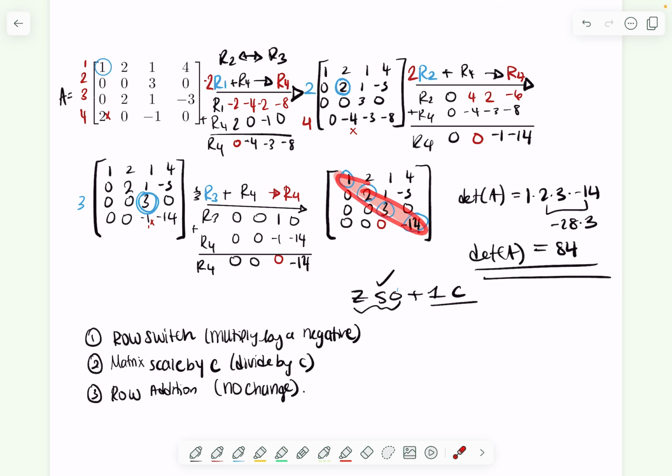So it's just multiplying the diagonal, and then you just follow the rules. If you row switch, multiply by a negative by however many times you row switch. If you scaled the whole matrix by some scalar, then you would just divide this by whatever you scaled it by, c. And then row addition clearly does not make a change, so you're good there. So that's how you use row reduction to find the determinant of a matrix. I'll see you in the next video.